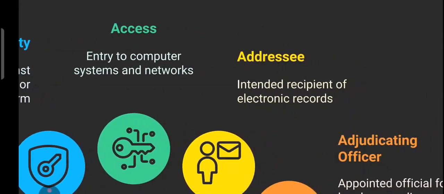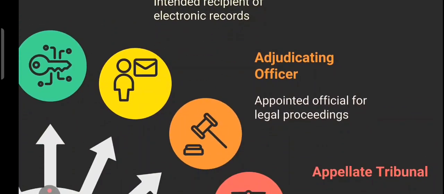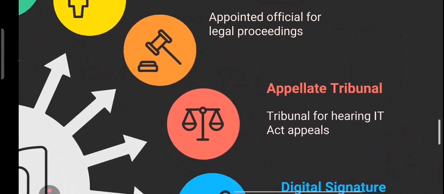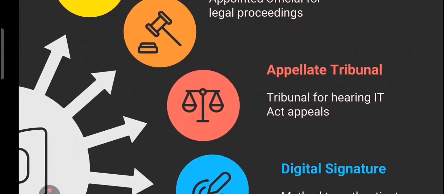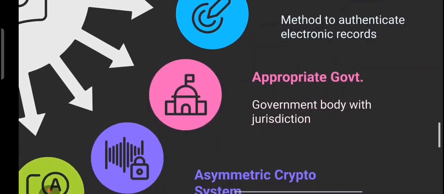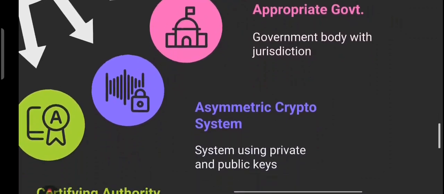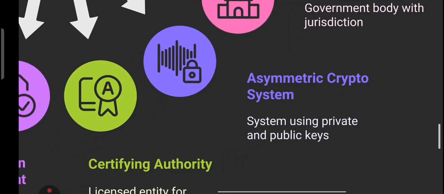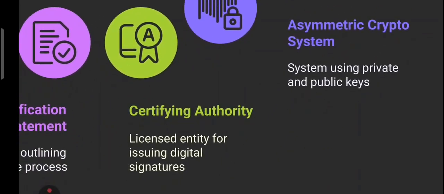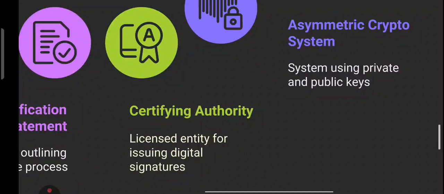Addressee is the person who is supposed to receive the electronic communication. Adjudicating officer: any officer who handles legal issues under this law is called an adjudicating officer. Appellate tribunal, a special court to hear appeals related to the IT law. Digital signature, a secure way to sign a digital document, proving authenticity. Then we have appropriate government, the central or state government that oversees or monitors compliance under this act. Asymmetric crypto system, a secure system that uses public and private keys to keep your data safe.